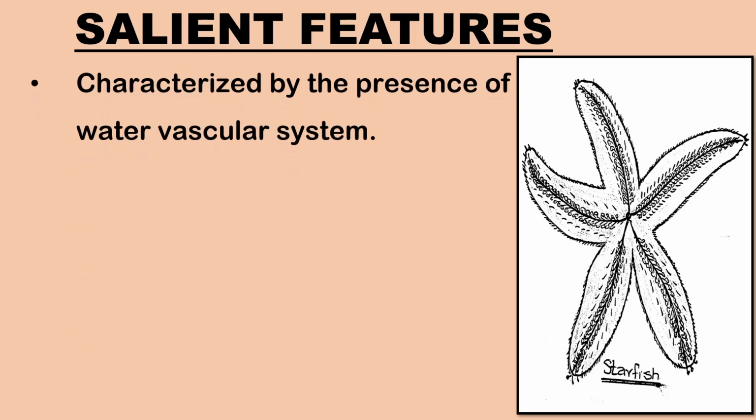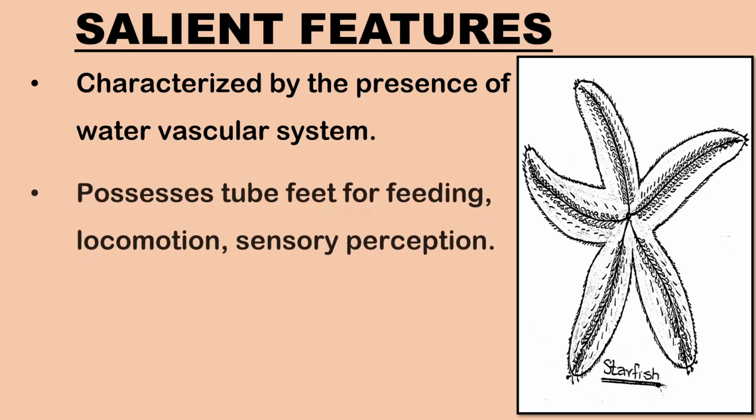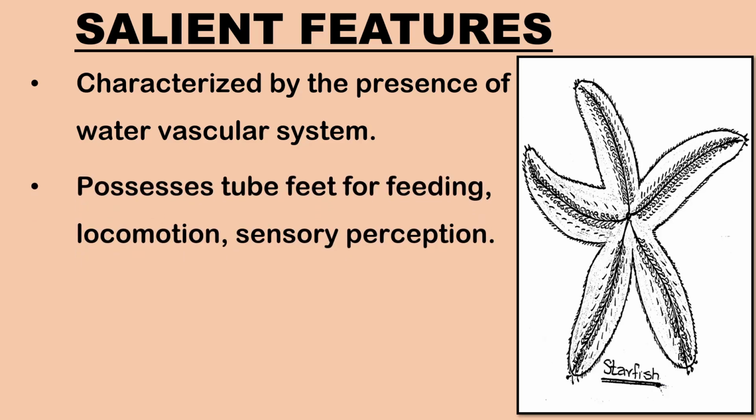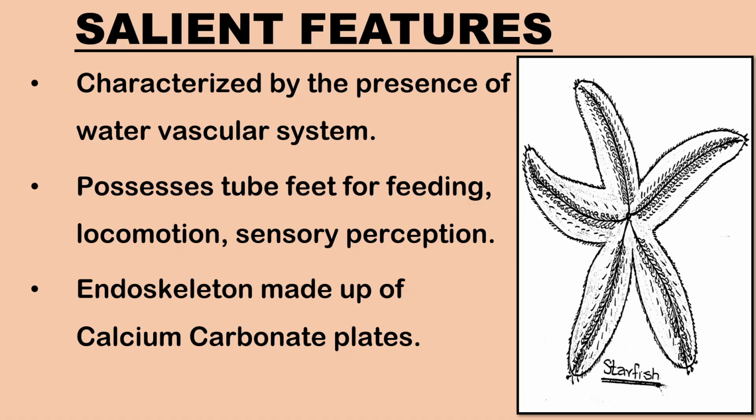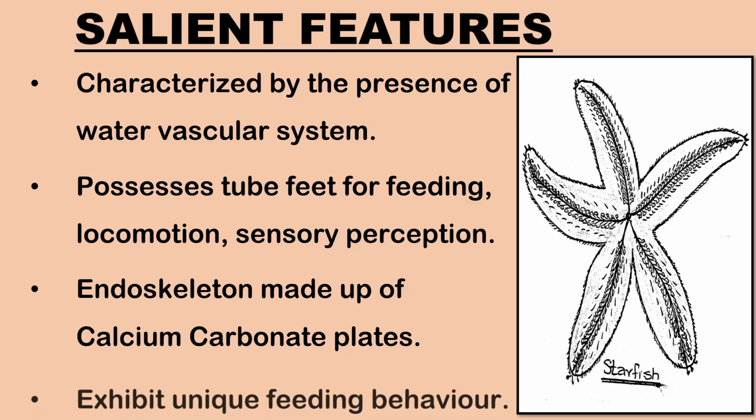It is characterized by the presence of the water vascular system, which transports oxygen and nutrients throughout the body and also helps in locomotion. The starfish possesses small flexible structures called the tube feet, which are used for locomotion, feeding, and sensory perception. The endoskeleton is made up of calcium carbonate plates, which gives the body a rigid structure.